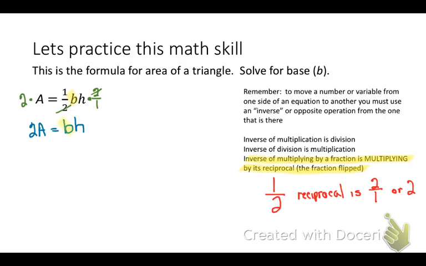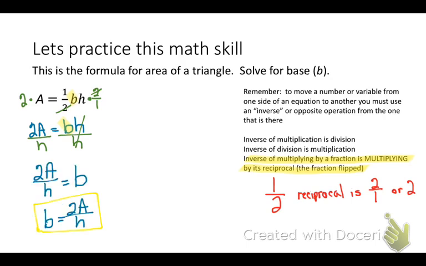Now, again, I want to keep the b, so I have to get rid of the h. It's being multiplied. The inverse is division. So I'm going to divide both sides by h, and I get that my heights cancel. And again, rewriting this, my base equals 2 times the area divided by the height. And I could use this to play around to figure out what different bases I need based on my area and height. Now, I'm putting a star by this because remember, when you multiply by a fraction to get rid of it, you must multiply by the reciprocal. You'll have some of that in your homework.